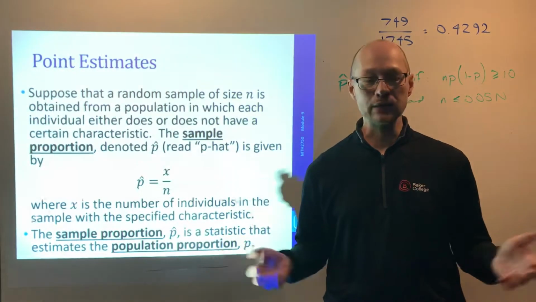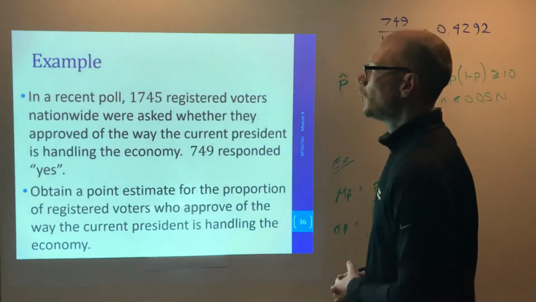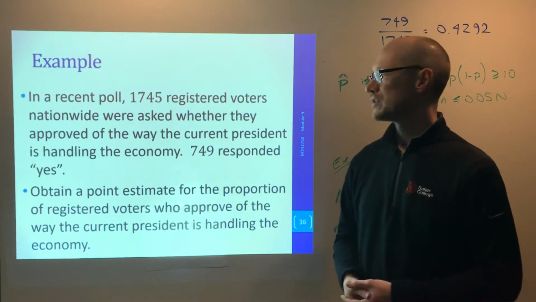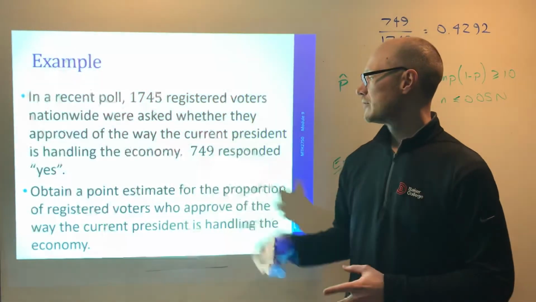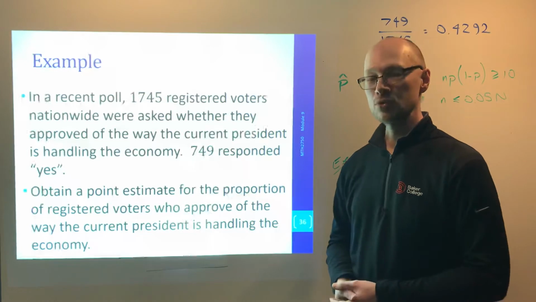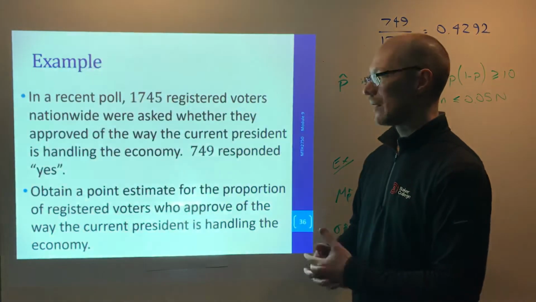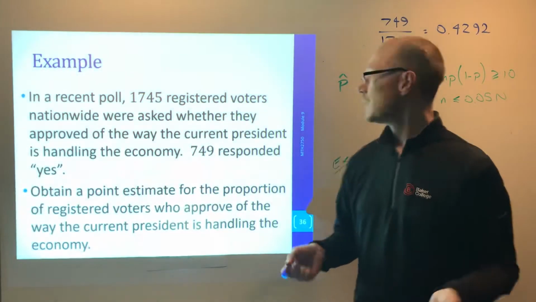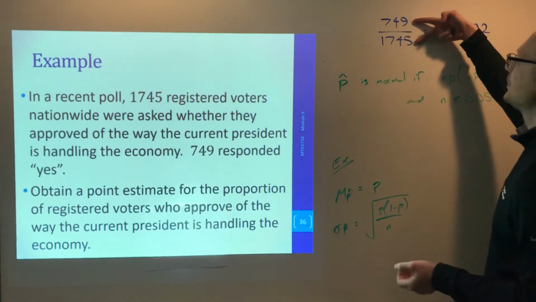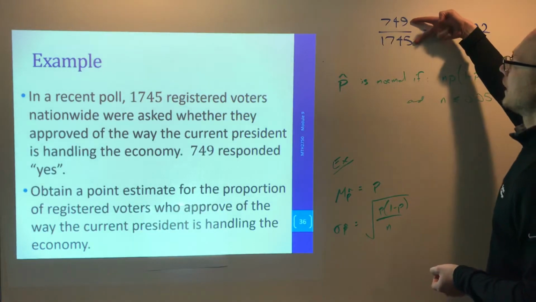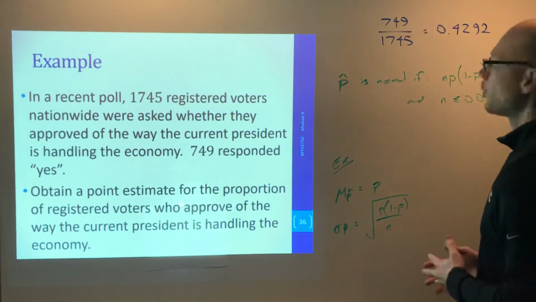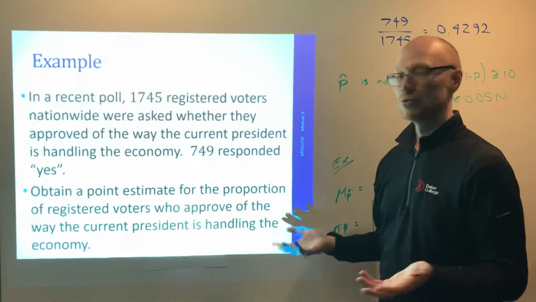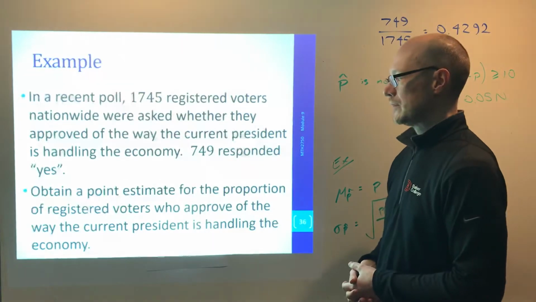We do this with polling, right? In a recent poll, 1,745 registered voters nationwide were asked whether they approved of the way the current president is handling the economy. 749 responded yes, we approve of how the president is handling the economy. So we obtain a point estimate, right? To obtain the point estimate, we simply divide 749 by 1745, and we get 43%. So 43% of the people in that particular poll approve of the way the current president is handling the economy.